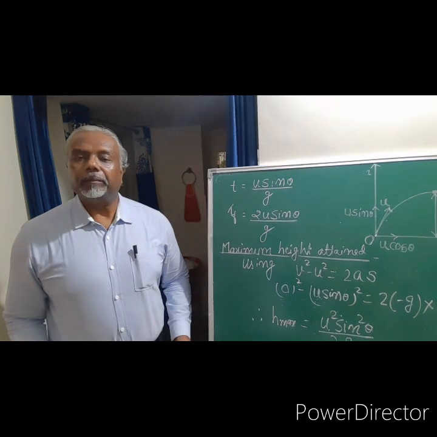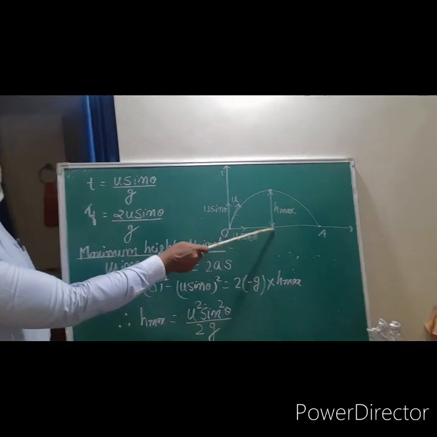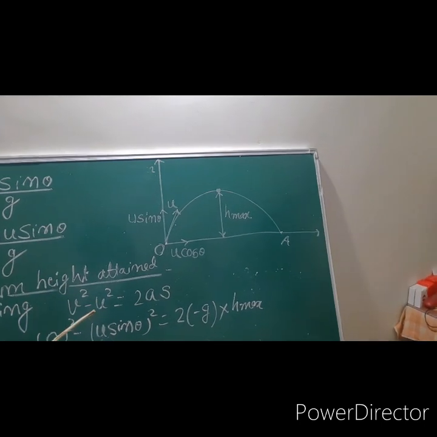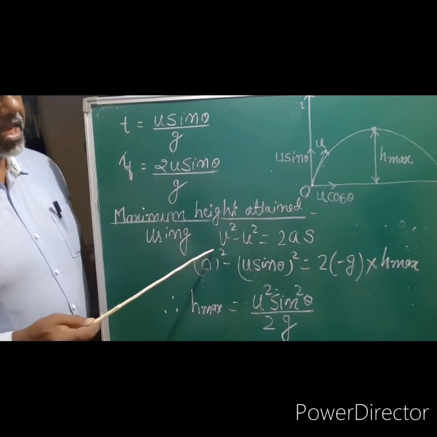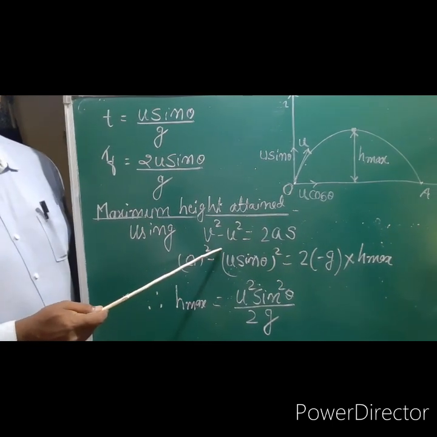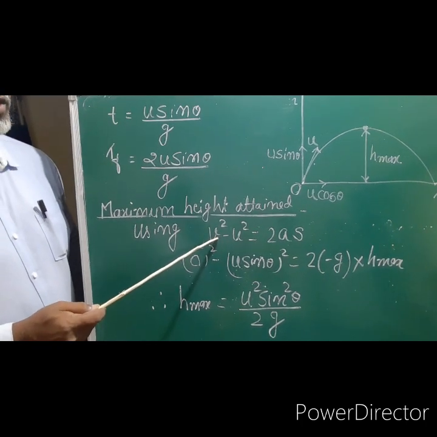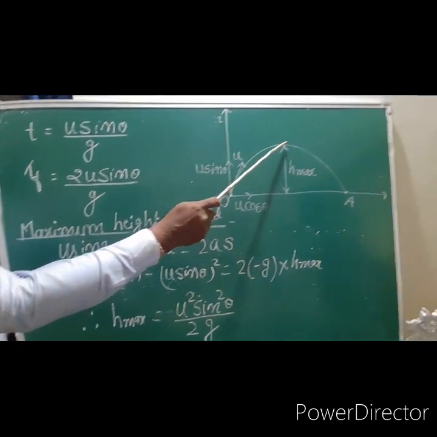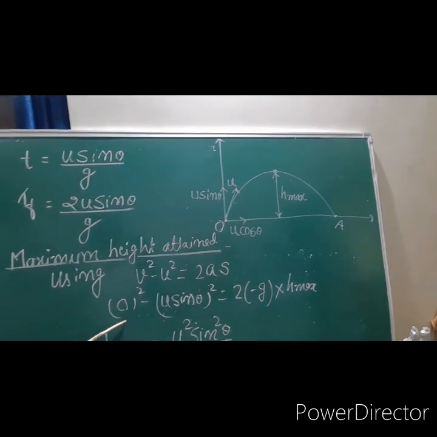Expression for maximum height attained. So maximum height attained is in a vertical direction. Therefore, I will be using this equation of motion to derive the required expression. So what is V here? V is final velocity. So at the point of maximum height, the vertical component of velocity becomes zero.